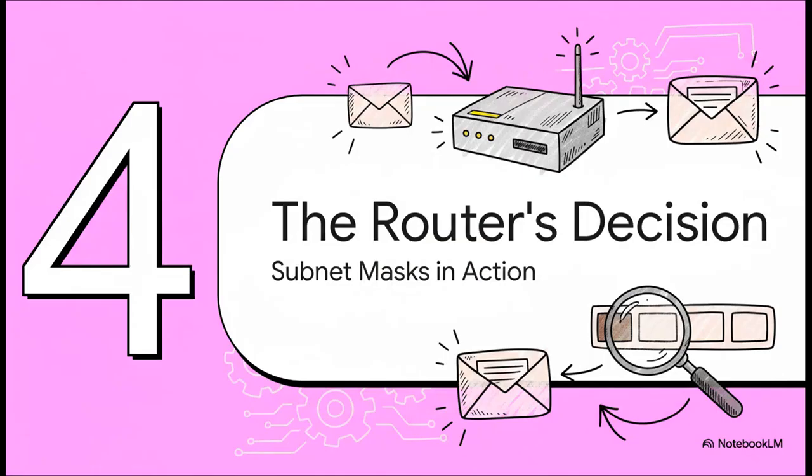Okay, so we've got this slick new three-part address. But how does a router, the postal worker of the internet, actually use this information? How does it make that split-second decision of where to send the data?